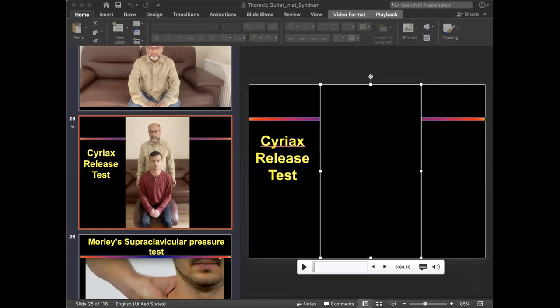The Cyriax release test is supposed to produce a release of the compression of the neurovascular bundle at the three areas. The Cyriax release test has a specificity of 94.7% when held for 1 minute and 87.8% when held for 3 minutes. Don't worry about the details. I will share each of these videos online with you. But there is no data available on the sensitivity of this test.